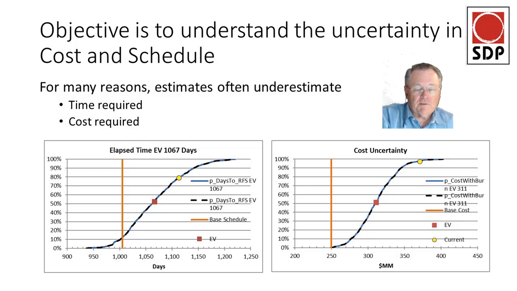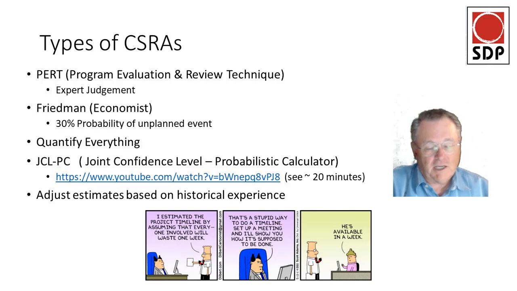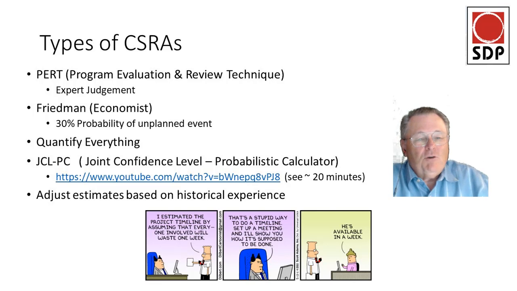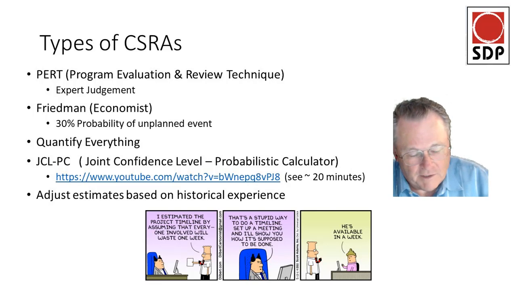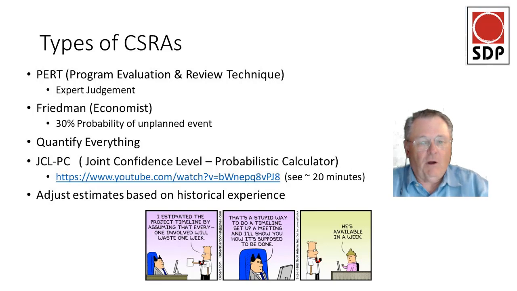When I think about types of CSRAs as defined in this document that Quentin sent me, I think it was a NASA document, they talk about PERT, which is Program Evaluation Review Technique. They say it's just expert judgment, but I think PERT has lots of different flavors to it. Some of them could be deterministic, others could be probabilistic.